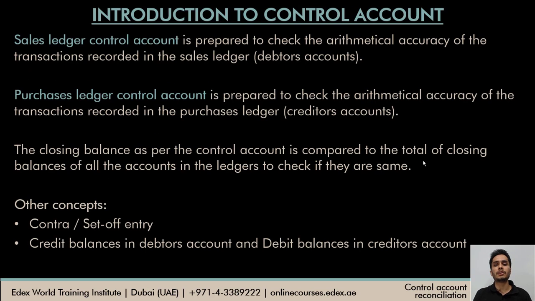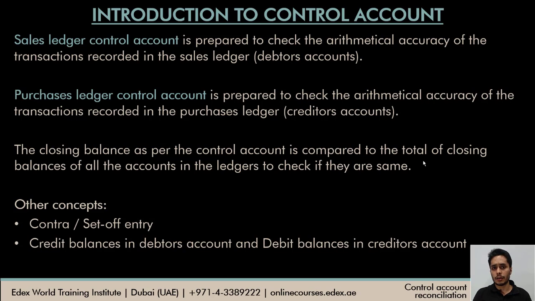Now going to the basics, control accounts are of two types, sales ledger control account and purchase ledger control account. Sales ledger control account is prepared to check the arithmetical accuracy of the sales ledger, the transactions that are recorded in the sales ledger. And you would be knowing that sales ledger will have all the debtors accounts. So basically the sales ledger control account is prepared to check the accuracy of your debtors accounts. And then you have the purchase ledger control account that is prepared to check the arithmetical accuracy of transactions recorded in the purchase ledger. In other words, the accounts of creditors.